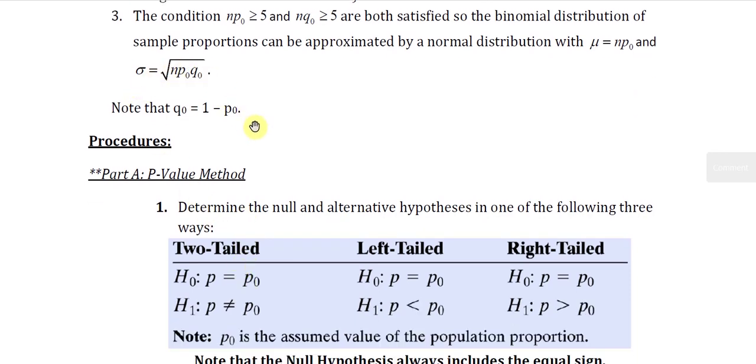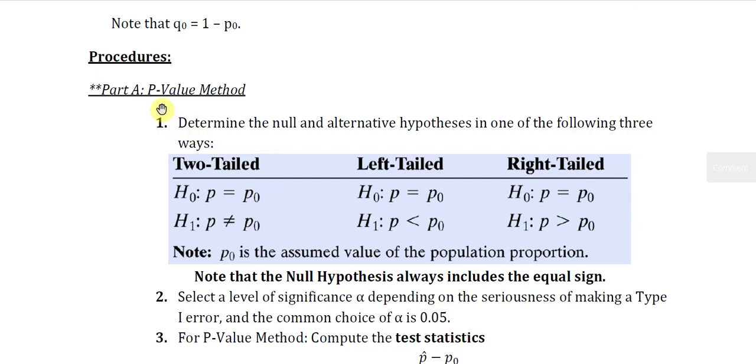So here is the procedure for doing the claim. There are two parts. The first one uses the p-value method, and the second one uses the critical value method. Now the first step is, before doing any claim, we must determine the null and the alternative hypothesis. It's very important that you have the right null and alternative hypothesis, because at the end we make the conclusion whether we reject or fail to reject the null hypothesis.